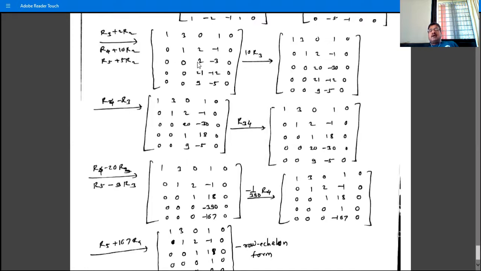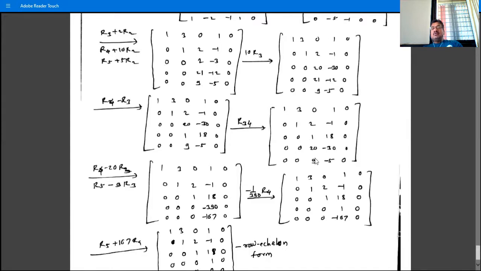Or in one step we can obtain 1 here by using the operation 1 by 3 R3. We have 1 here, but we have the fractional number, and if the fractional number is there, then further calculation becomes somewhat lengthy or tough. So as far as possible, avoid the fractional numbers while reducing the matrix to row echelon form. If it is not possible, then we can calculate the addition and subtraction of fractional numbers easily.